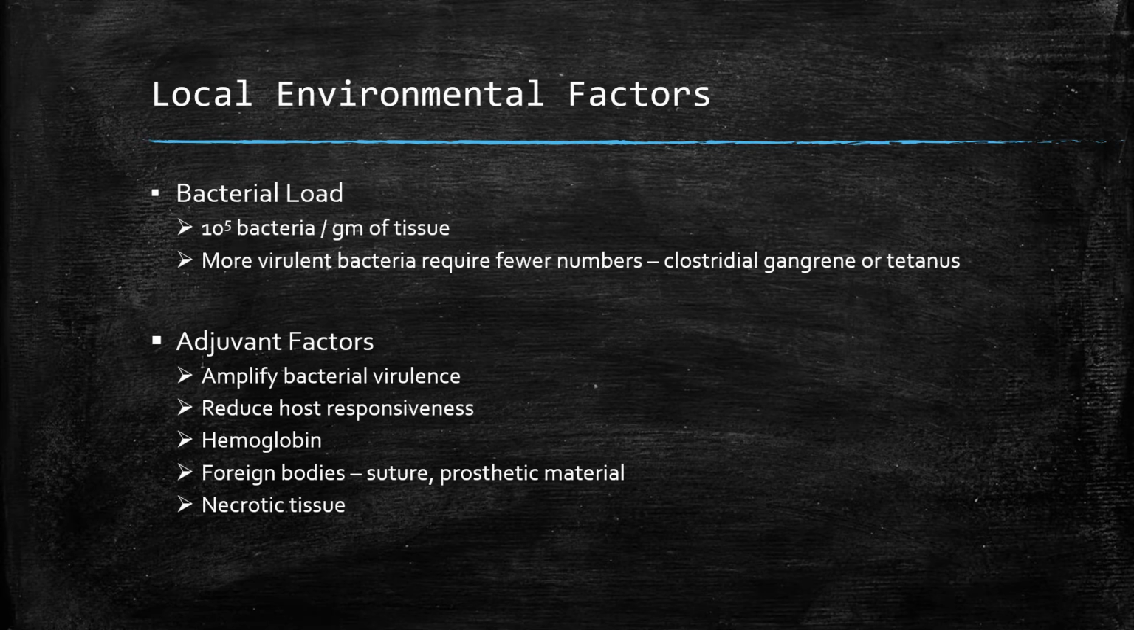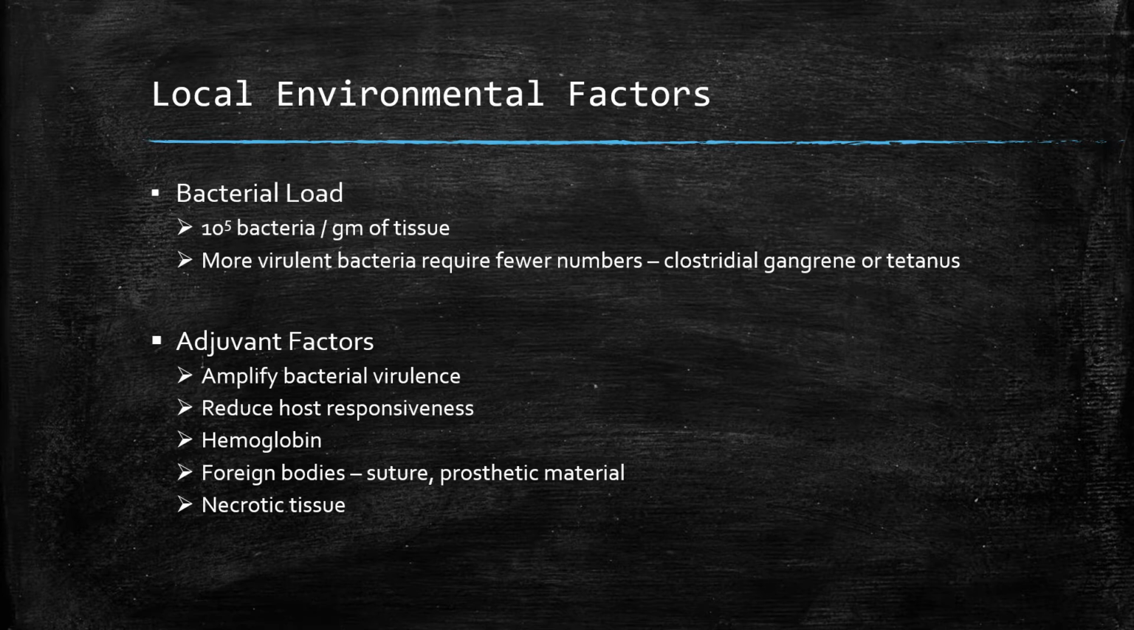Local wound environmental factors are also critical to the development of a surgical infection. In general, 10 to the 5th bacteria per gram of tissue is the inoculum necessary to cause a wound infection. However, more virulent species, in particular Clostridial species, require fewer numbers than this.